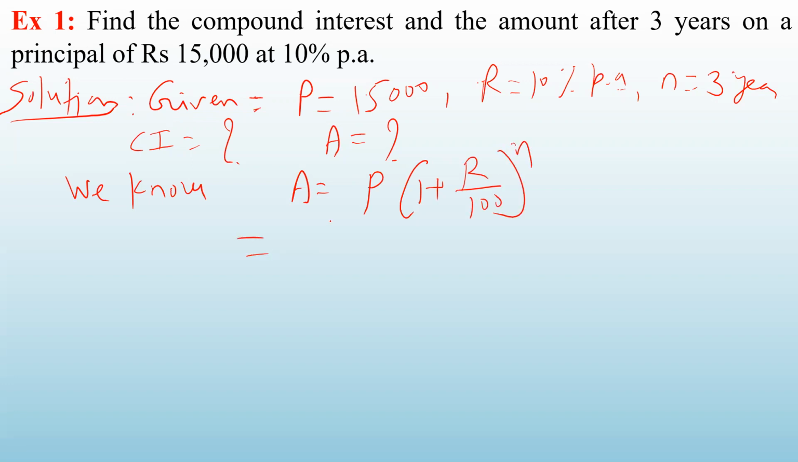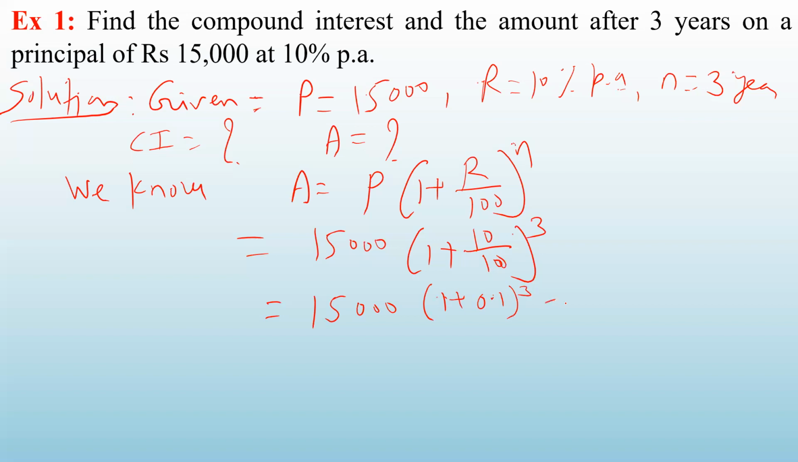So put the values: P is 15,000. 1 plus R is 10, so 10 upon 100 raised to power 3. So it is 15,000 into 1 plus 10 upon 100, which is 0.1, raised to power 3. This will give you 15,000 into 1.1 raised to power 3. Now you have to calculate this. So 1.1 raised to power 3 is what? You are multiplying 1.1 three times. Use your calculator to calculate this.